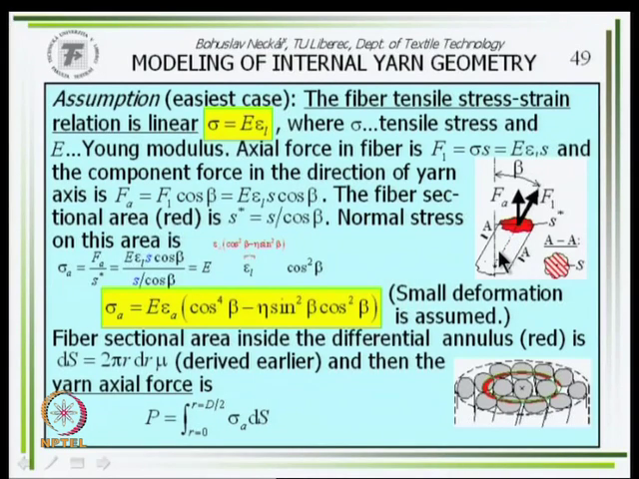In a fiber, the axial force is called F1, because it is per one fiber. The fiber tensile stress-strain relation, let's imagine, I said, easiest case, that it's linear. Then the stress sigma is proportional to epsilon L. If Hooke's law, then E is a Young modulus. But it's some constant, okay, in our case.